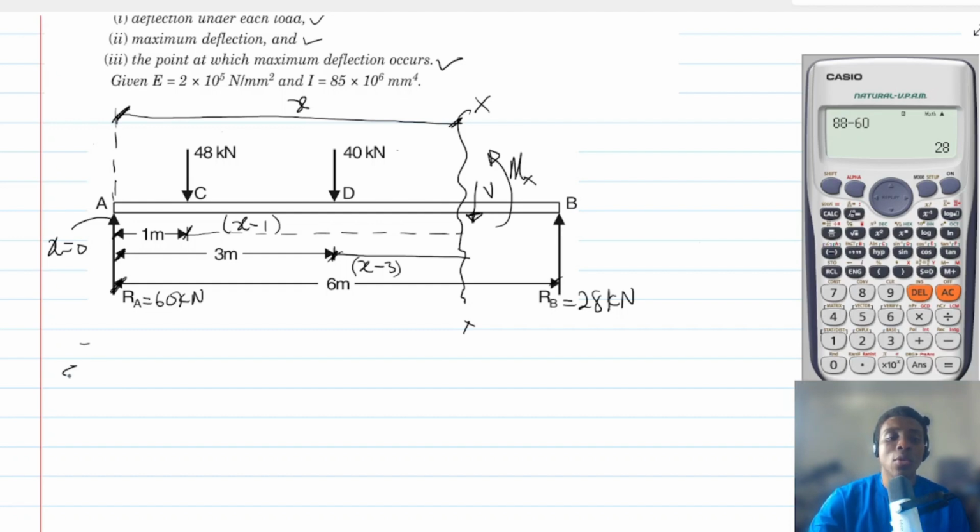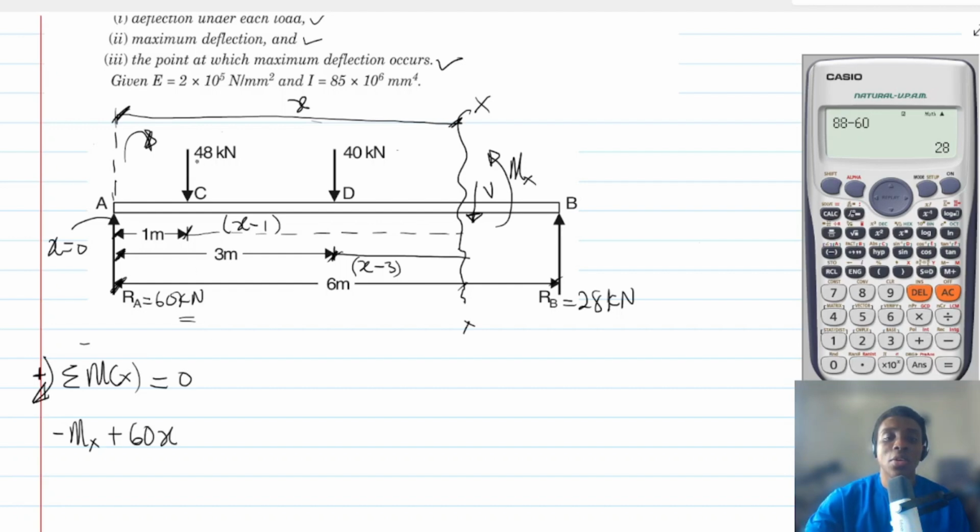First of all, we are going to sum moment about the section. Let's call it M of x, clockwise is positive, equal to 0 for equilibrium. But don't forget that there is already a moment Mx due to the section that we took, so it's counterclockwise, so it's going to be minus Mx. Then let's start from the reaction here, 60. The distance from the reaction to where the section is is x, and the moment comes in the clockwise sense, so it's going to be plus 60x.